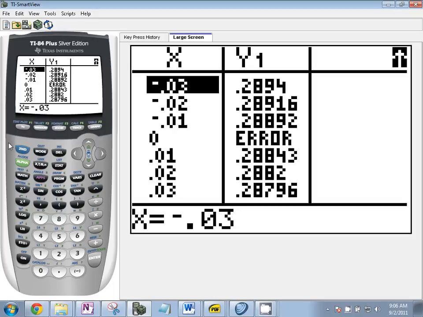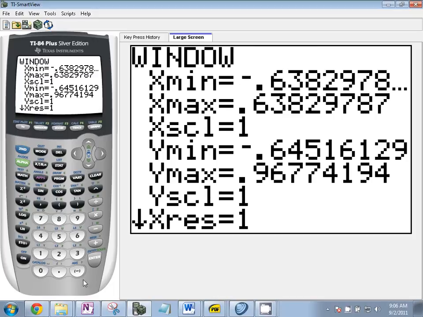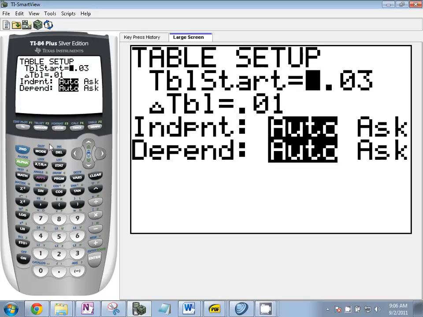So let's do a second table set. Let's start it at, how about negative 0.01? Second table set, negative 0.01. And let's make the step negative 0.001, like this. And let's do the table and see what it says.